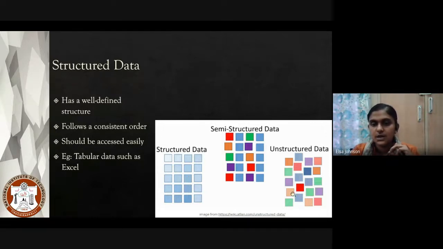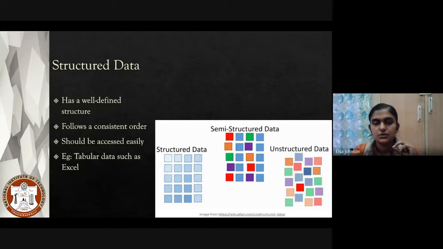A complete opposite will be unstructured data. Unstructured data includes images, text, or audio; all these types of data are in the unstructured category. And this unstructured data is used in machine learning, but at the AI level, unstructured data is mostly used, like images, text, natural language processing. All this data comes under unstructured data. The data in between these two is semi-structured data. That means you'll have some order, but you will have some unstructuredness also.